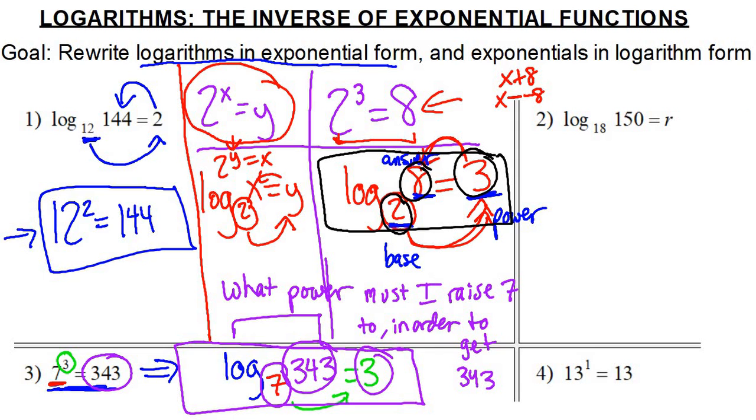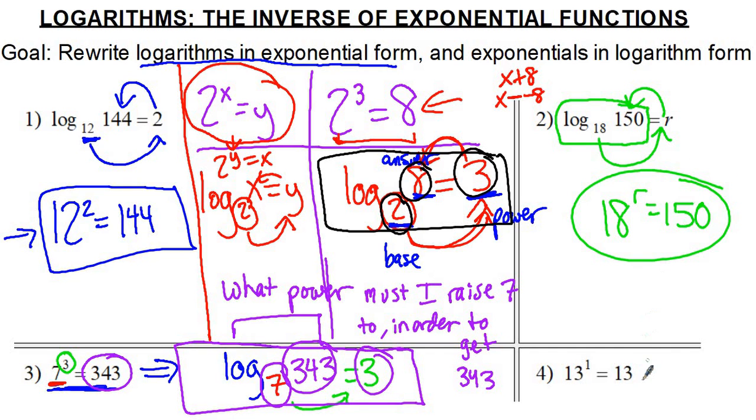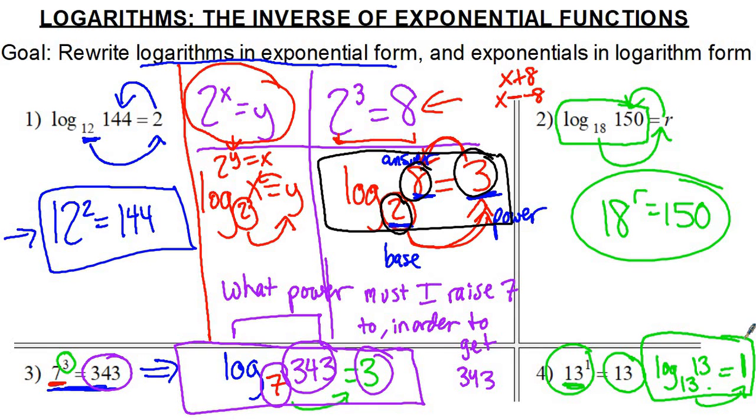Alright, so hopefully you may have paused it and tried numbers 2 and 4. We'll do those together. So this is another way of saying, what do I have to raise 18 to get 150? That number raised to that power equals that answer. 18 to the r equals 150, and that's what we need to do there. What power do I have to raise 13 to get 13? I have to raise it to the first power. So the log base 13 of 13 raised to the first power equals 13. That's how you would write that in logarithm form.